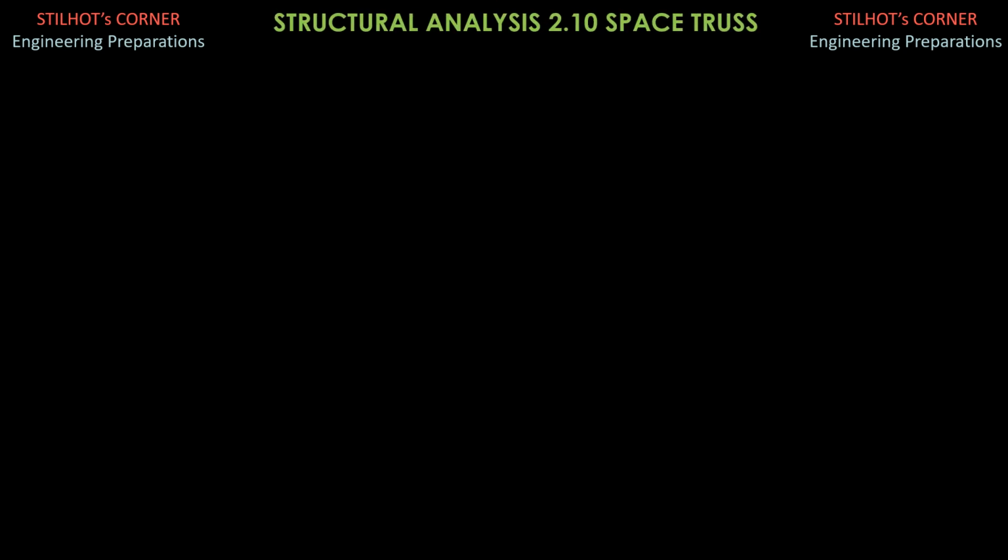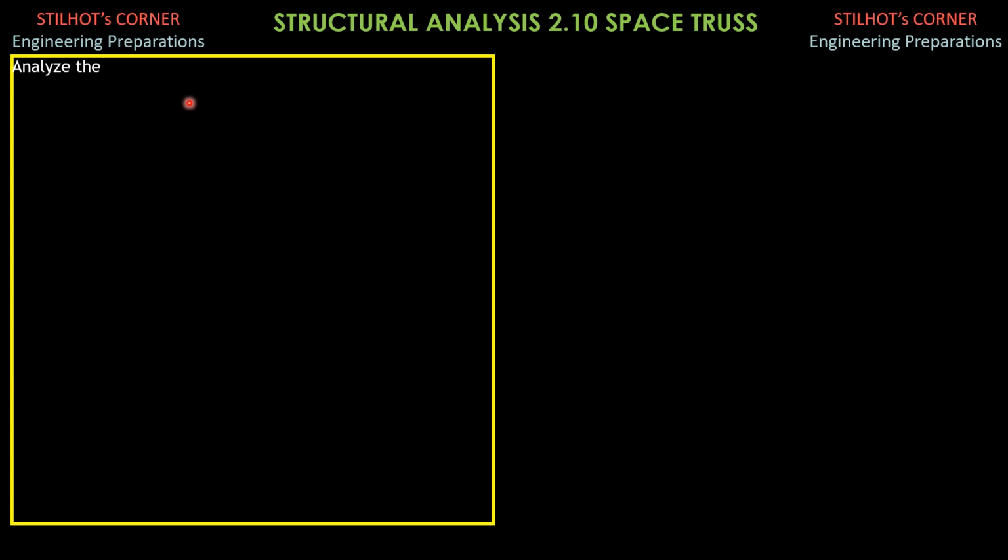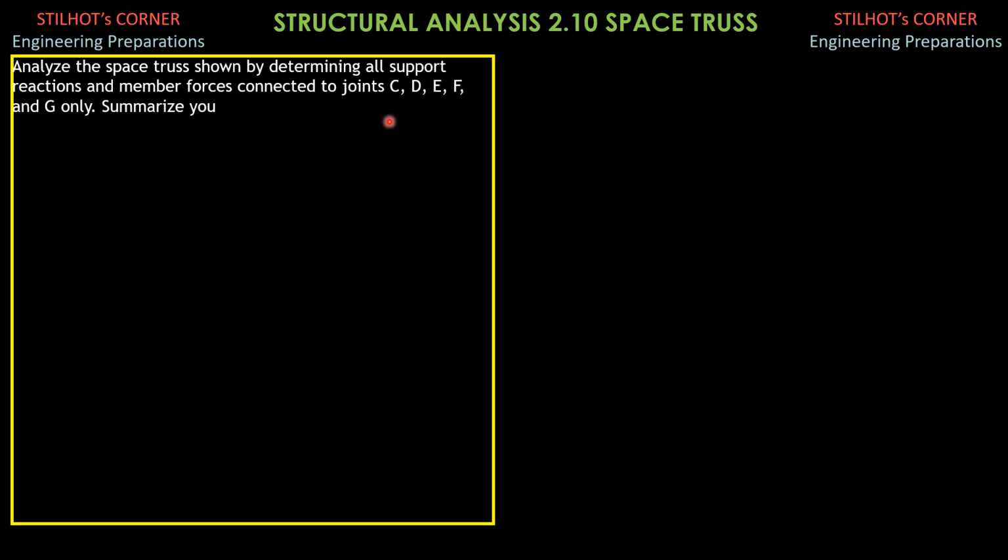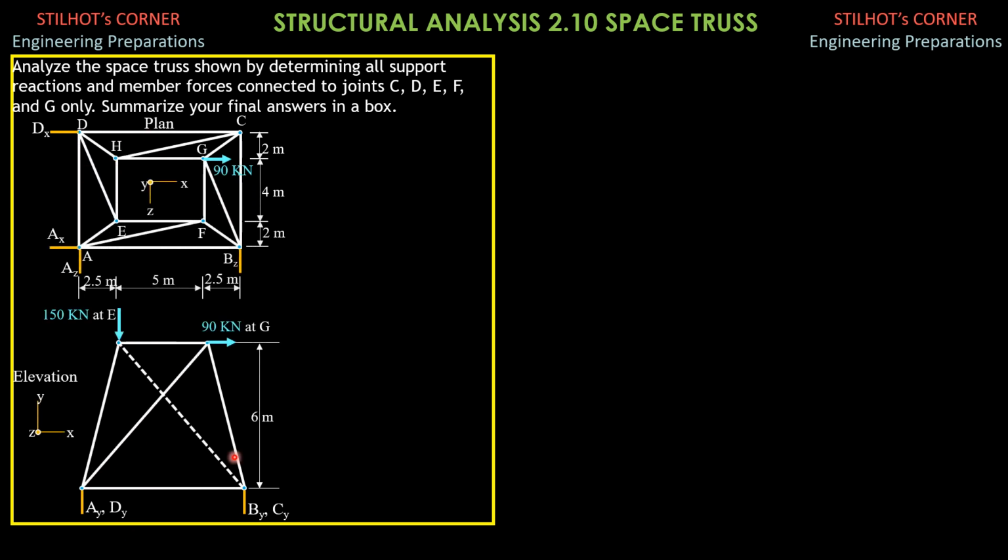Hello, subscribers, viewers, and students. Here is a problem on space truss. Let's analyze the space truss shown by determining all support reactions and member forces connected to joints C, D, E, F, and G only. We will determine all member forces also. Summarize your final answers in a box. So here is the given figure. First, let's find zero force members.